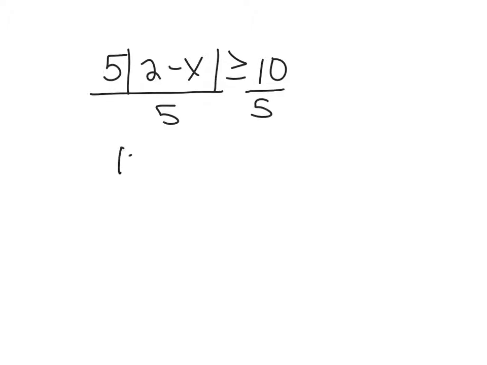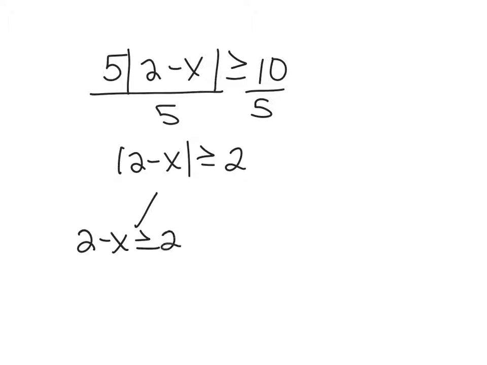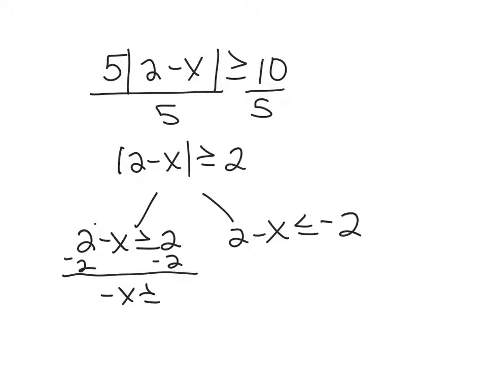It is 5 times the absolute value of 2 minus x is greater than or equal to 10. We have to isolate the absolute value, divide both sides by 5, and we get the absolute value of 2 minus x is greater than or equal to 2. So now we're going to write this as 2 expressions. 2 minus x is less than or equal to negative 2. We're going to subtract 2 from each side, and we get negative x is greater than or equal to 0. I'm going to divide by negative 1, divide by negative 1, and we get x, change the sign because we're dividing by a negative, is less than or equal to 0.